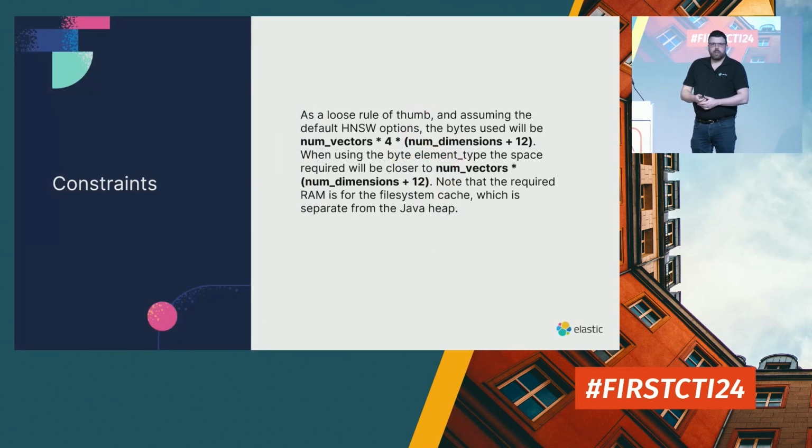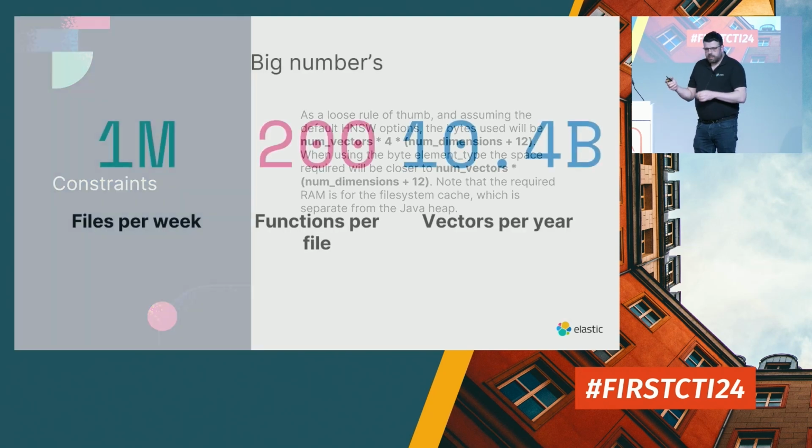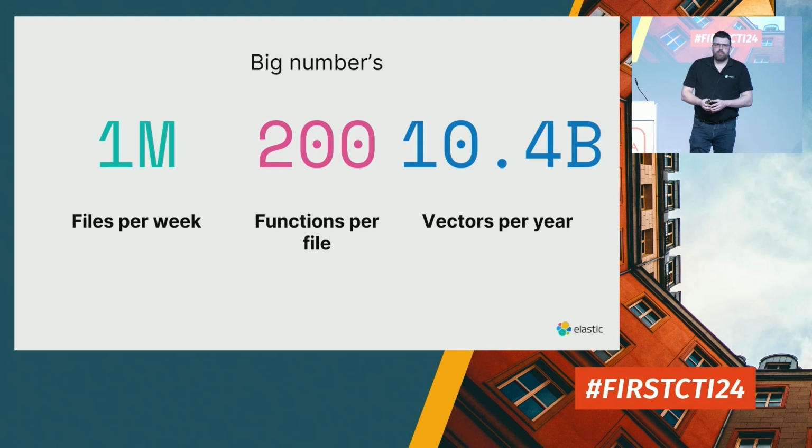I took this from our own documentation, and this is the way that you calculate the amount of RAM that you need for using Vectorsearch. Consider this and consider the following big numbers. We process roughly 1 million unique malware samples a week, and that's not even a lot. That's on the low side. Our experiment showed that out of every function, we get about 200 unique functions that we actually want to store. And let's say we want to have a look back for a year. That means that we need to store 10,400 million vectors in a Vectorsearch database.